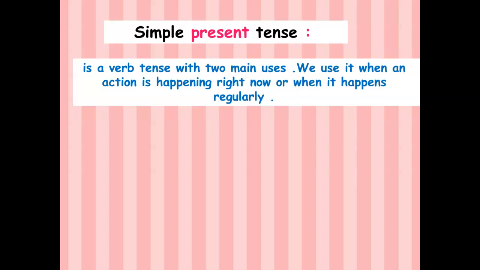What do I mean by regularly? I mean repeated times, okay? Again, simple present tense is a verb tense with two main uses. We use it when an action is happening right now or when it happens regularly. You have to memorize this definition, my beautiful students. It is the simple present tense.